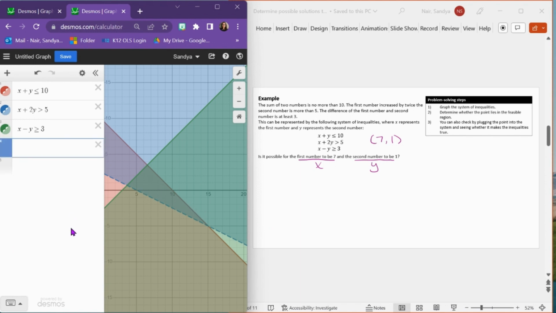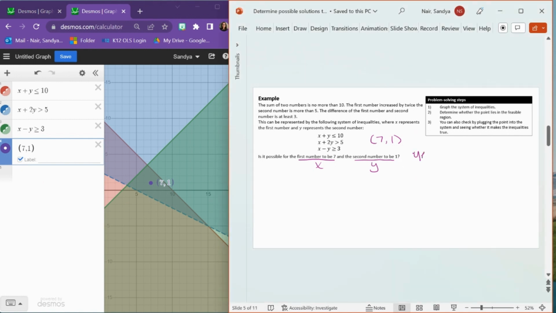And now I'm going to ask Desmos to graph the point for us, (7, 1), so that we can see whether that point is in the feasible region. And you can see pretty quickly that it is. Okay, so it is possible for the first number to be 7 and the second number to be 1. Another way to check this is algebraically. You can do what we did in the previous example and plug these values in for x and y. So in the first inequality, that gives us 7 plus 1 is less than or equal to 10.